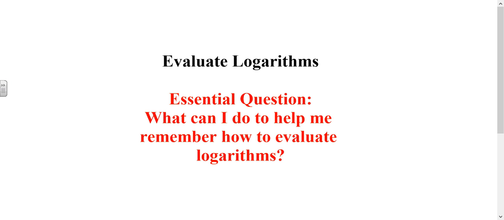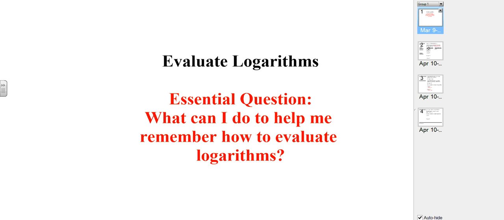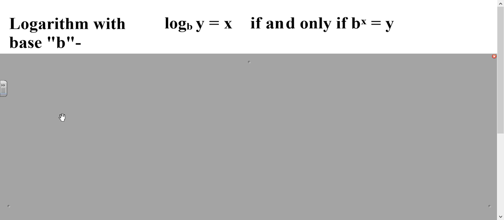Today we're going to be evaluating logarithms. So your essential question is, what can I do to help me remember how to evaluate logarithms? Now this might be the first time any of you have seen logarithms before, and that's okay. This here is just notation, so I don't want you to get hung up on this, and once we start putting in numbers it will look more familiar to you.